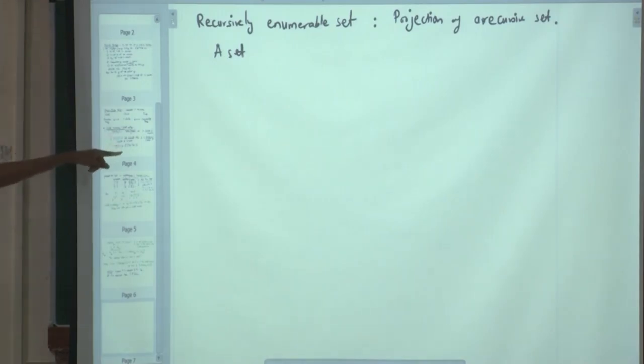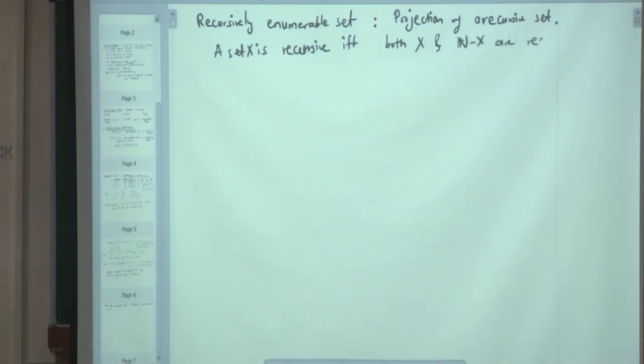You understand projections? There exists quantifier. So you have a set in, let's say, n dimensions. You project it onto n minus 1 dimensions by saying there exists a last component. There exists a W such that it happens. And a set X is recursive if and only if both X and complement of X are recursively enumerable.